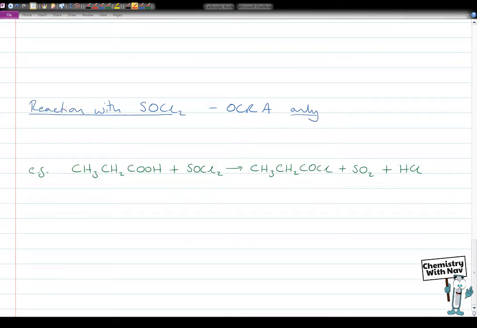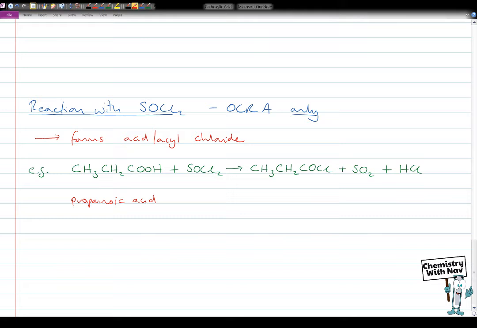And lastly today, looking at the reaction of carboxylic acids with SOCl2. This is for OCR A only. So if you take your carboxylic acid, here we have propanoic acid, which is CH3CH2COOH, we're going to be forming an acid or an acyl chloride. Acid chloride or acyl chloride is the same thing, two different names given to the same substance.